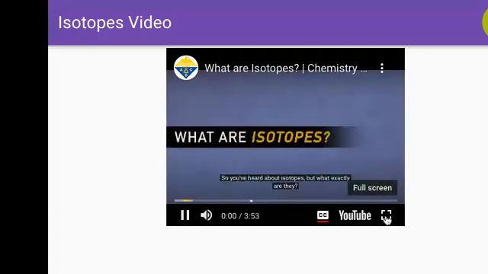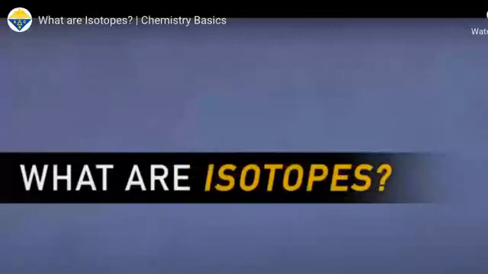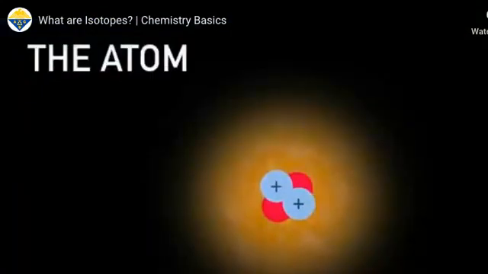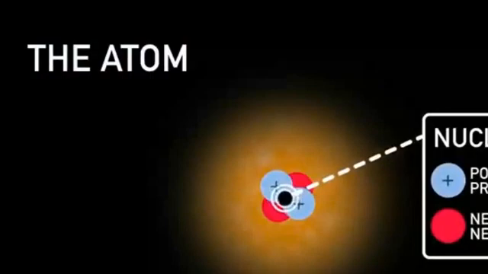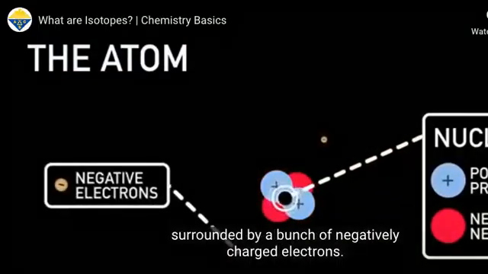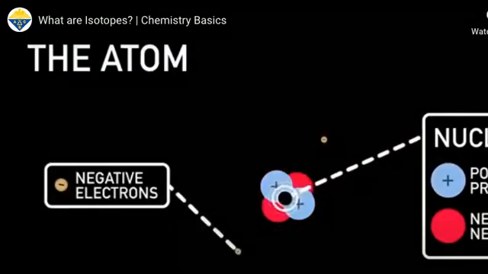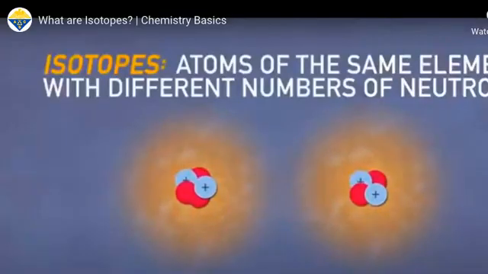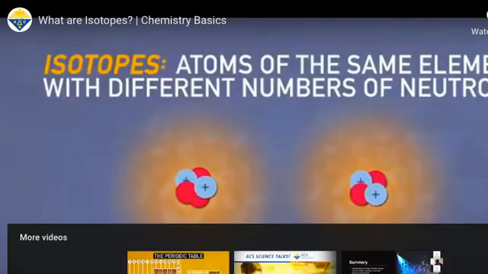So, you've heard about isotopes, but what exactly are they? You probably know that atoms have a dense nucleus made up of positively charged protons and neutral neutrons, and that the nucleus is surrounded by a bunch of negatively charged electrons. Isotopes are atoms of the same element, meaning they have the same number of protons and electrons, but that have different numbers of neutrons. This is the definition I had you write down for the assignment last week.